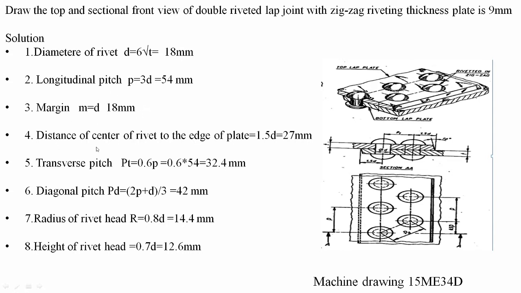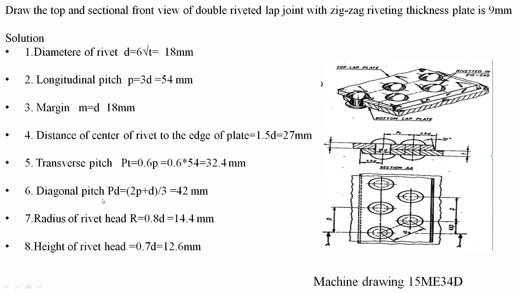The distance from the center of the rivet to the edge of the plate is 1.5 times the diameter, which is 27 millimeter. So that distance is nothing but the center of the rivet to the edge of the plate. This distance is 1.5 times the diameter, both sides you can see here. Similarly, the transverse pitch for zigzag riveting is given by 0.6 times the pitch. If you substitute this pitch 54 millimeter, we got it as 32.4 millimeter. This distance is nothing but the distance between these two centers, that is PT, 32.4 millimeter.